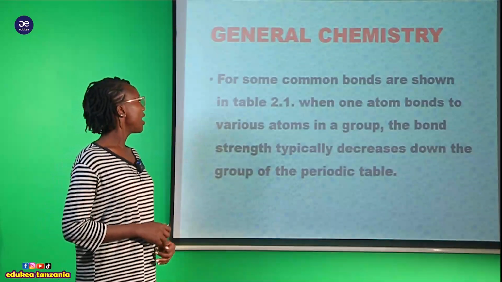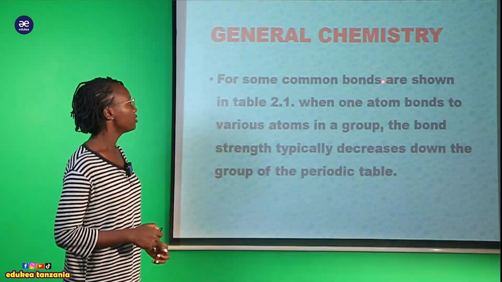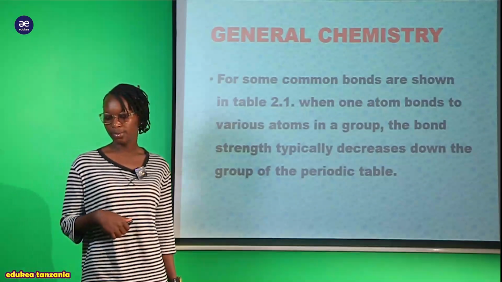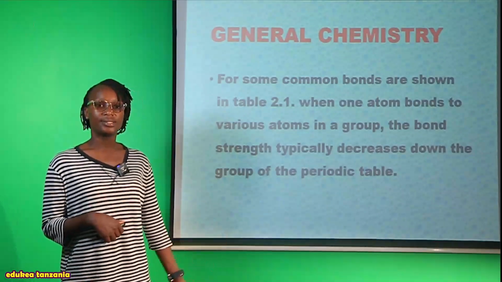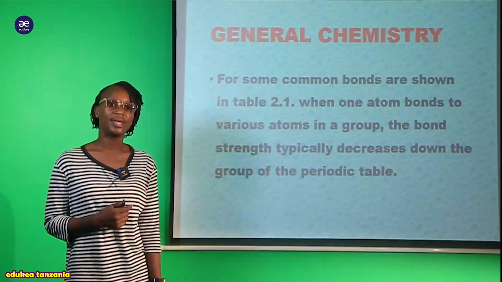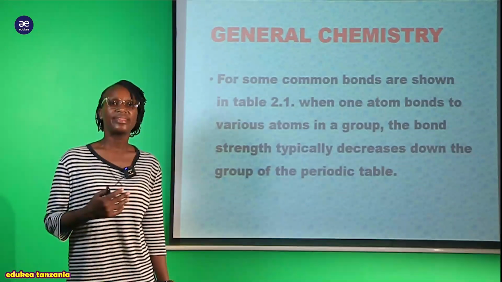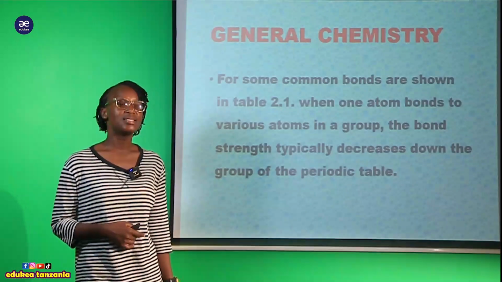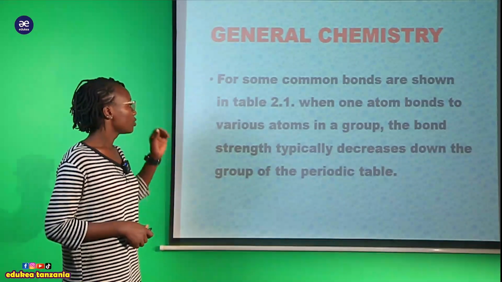Okay, so some common bonds are shown in table 2.1. Sasa hii table 2.1 ndio itatuonyesha some of these common bonds. We will see, tutaenda kuona kuhusiana na the average energies, but also the issue of the length and the strength.